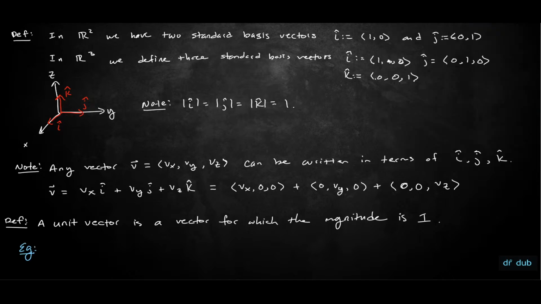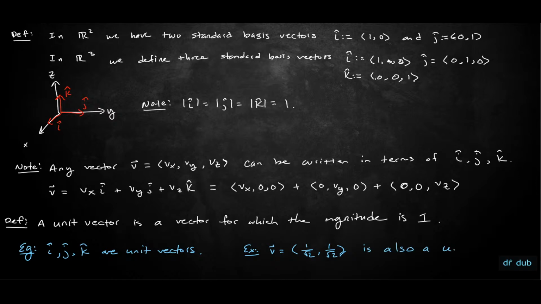For example, i, j, and k are unit vectors. They're just very special unit vectors in that they lie along the x, y, and z axes. Another example, though, is that the vector v equal to 1 over square root of 2, comma 1 over square root of 2 is also a unit vector.